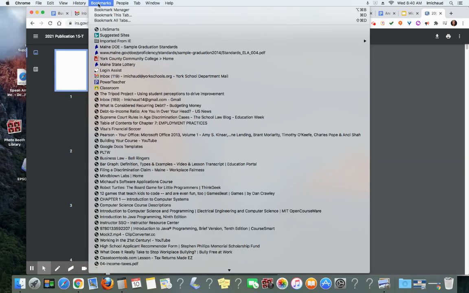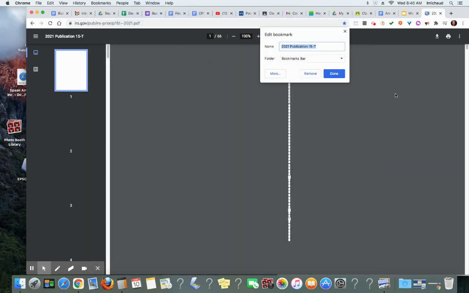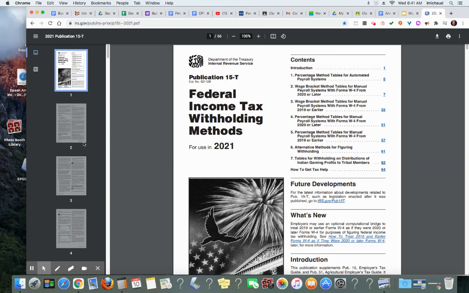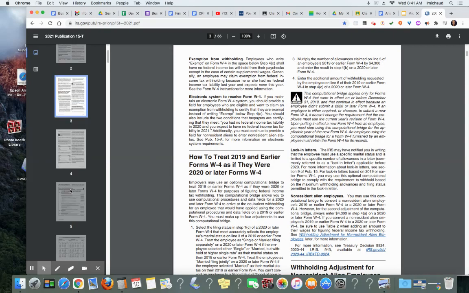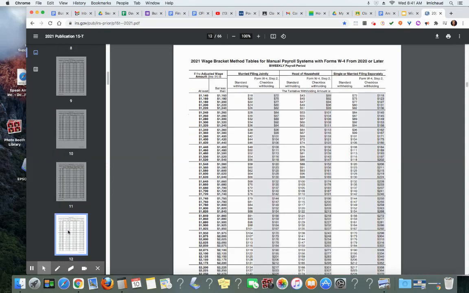And we are now going to go to page 12. If you haven't bookmarked this, though, you want to go up to Bookmarks, bookmark this tab, and click Done. Okay, so this is what the document looks like. And we're going to go to page 12. Okay, so this is your bi-weekly table.